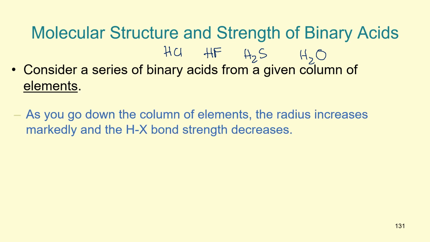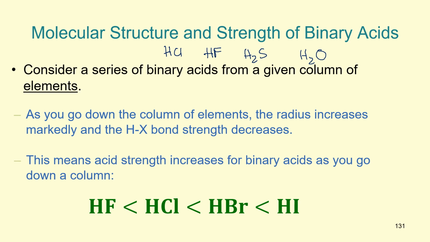So as you go down the column of elements, radii increases, and so bond strength decreases, so the acid gets stronger. So acid strength gets stronger if you're looking at one column, and again, you can't compare apples and oranges, but in the same column, HF is weaker than HCl, which is weaker than HBr, which is weaker than HI. So as you go down a column, you're getting a stronger acid because the bigger the other atom is, the weaker that bond is.